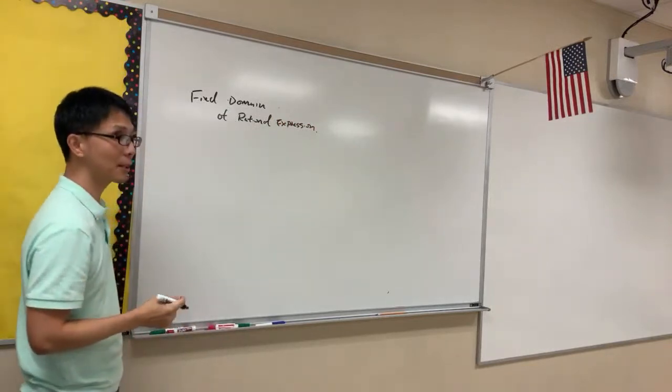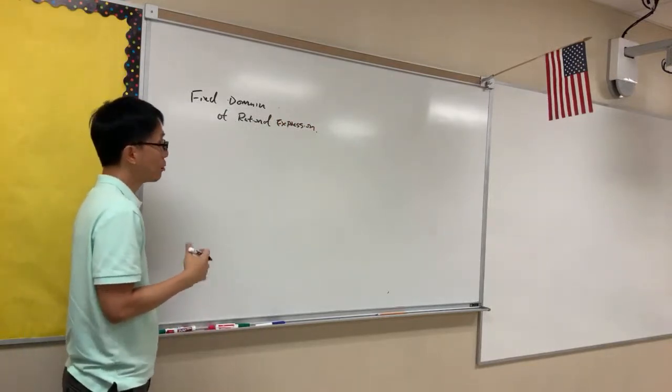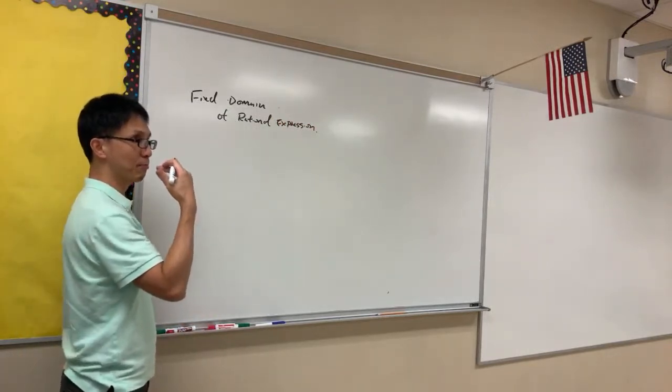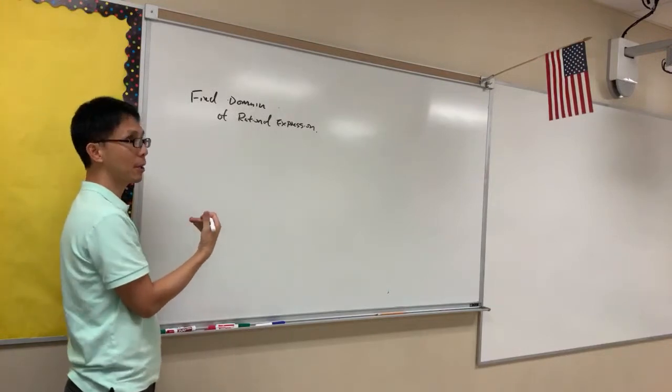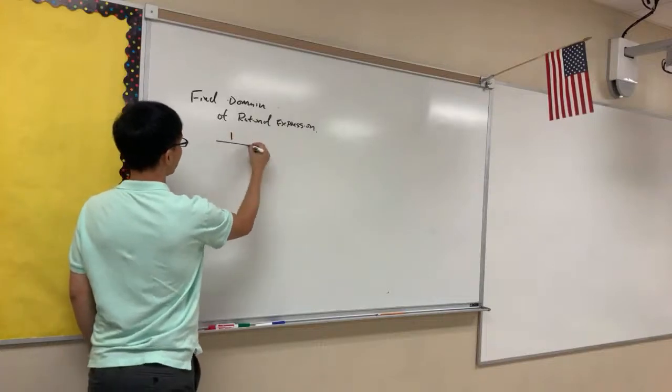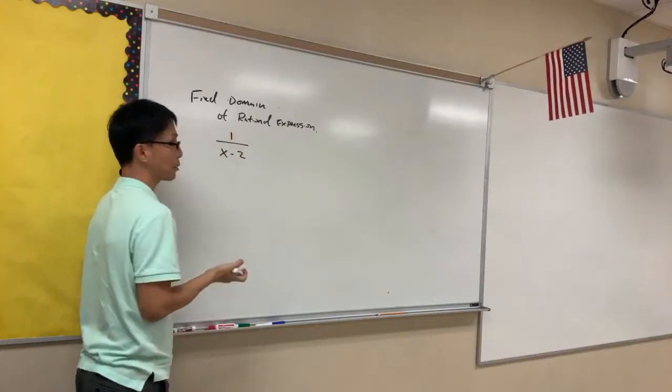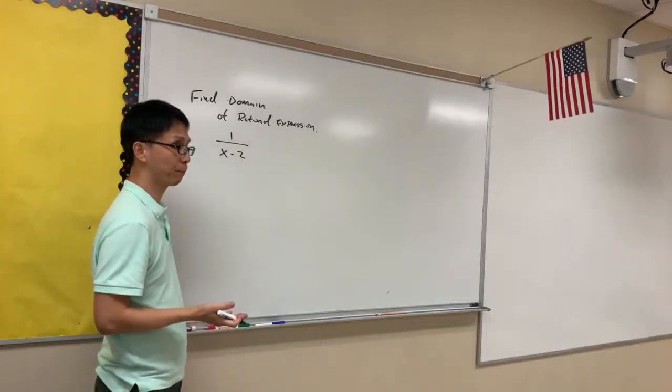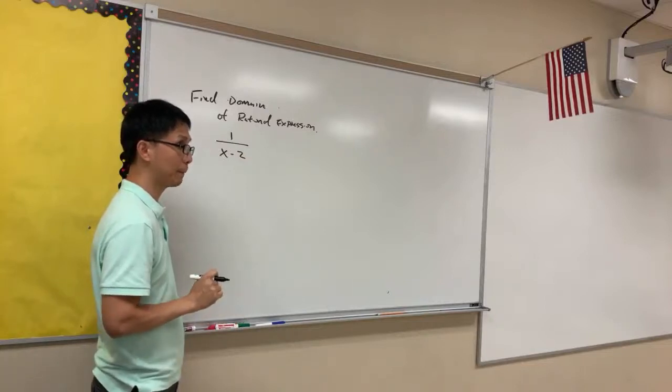First of all, let's understand what a rational expression is. A rational expression is some polynomial over some polynomial. So the simplest one I can think of is 1 over x minus 2. That's a rational expression. Are we okay here? Okay.